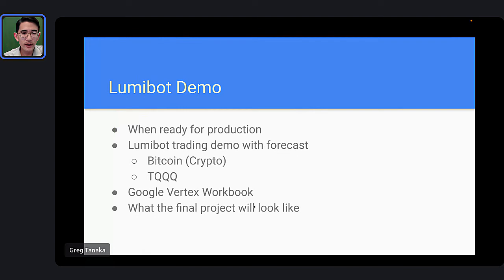And so the goal of the class is you guys walk out with a final project where you actually have a trading bot, a bot that actually does some trading.